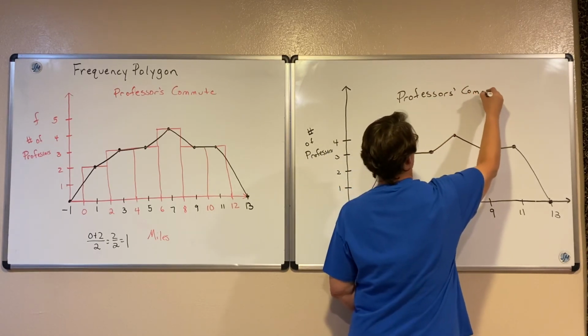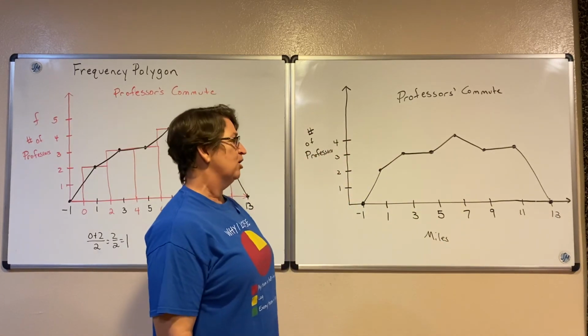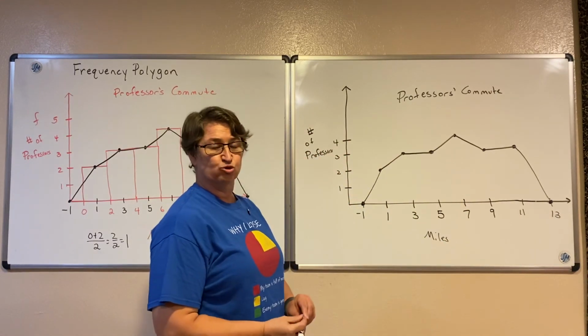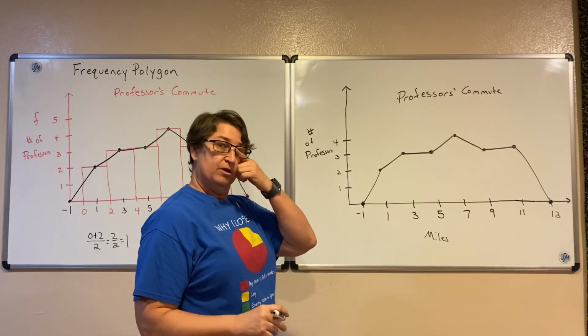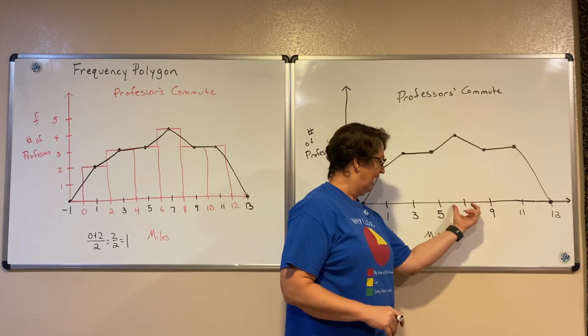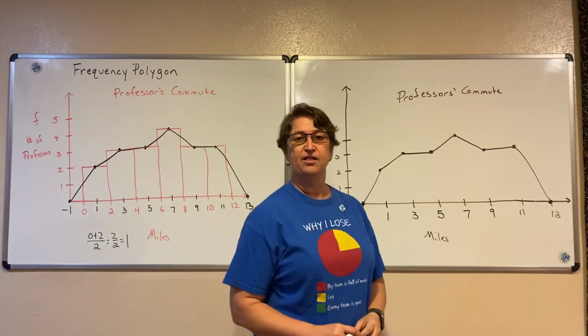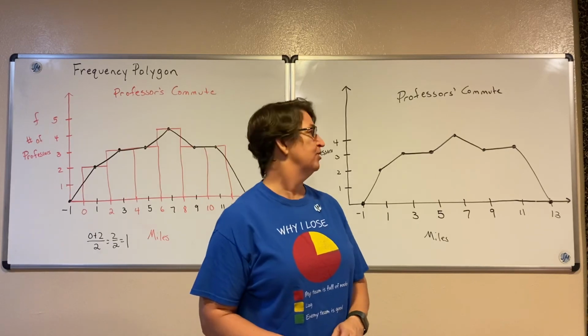And what this tells me is I look at this and I say, okay, how many professors went between 6 and 8 miles? Well, between 6 and 8 miles would be this class, and there were 4 professors that went that distance. This is a frequency polygon.